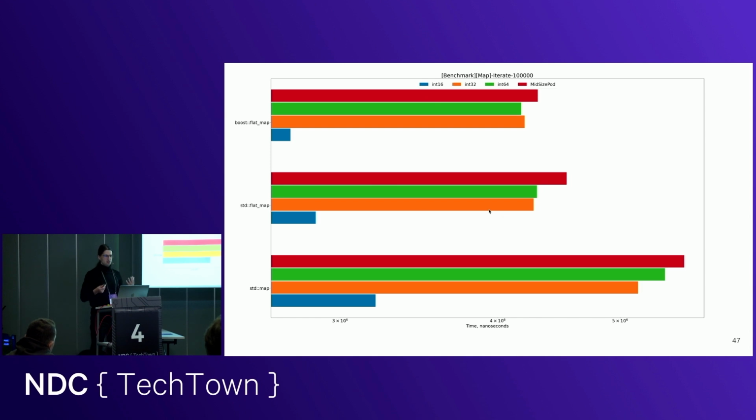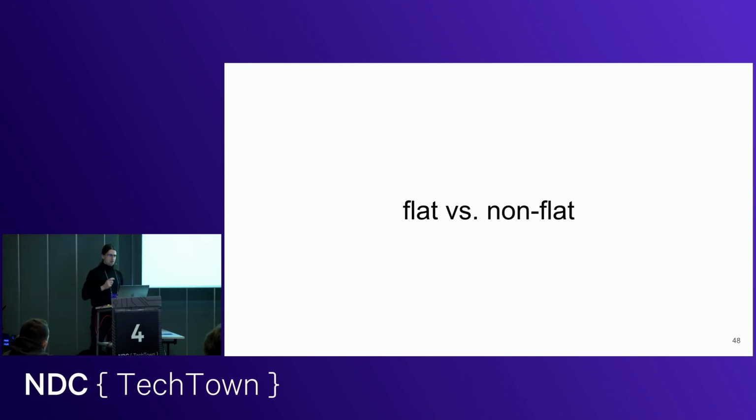So if you just iterate over things, you might not want to really care how your keys and values are allocated, either in two containers or in a single container. But again, these were benchmarks from my own machine, so do your own. Don't rely on this data. And now we can talk about advantages and disadvantages, flat versus non-flat.